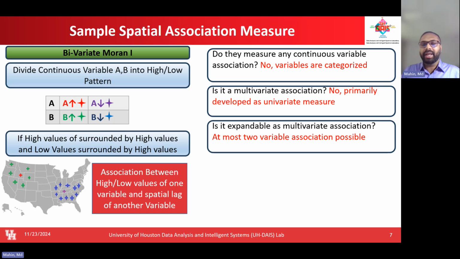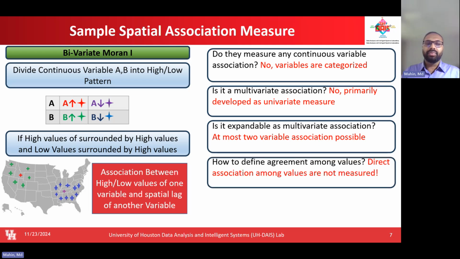So can we extend it to three variables? No, this is the limit. The bivariate model is only expandable to two variables. Is there any agreement value? Like how strongly these values agree, we can't say anything about that. There is no notion of agreement, no notion of particular association. It is just a statistical measure to find how they are associated statistically.